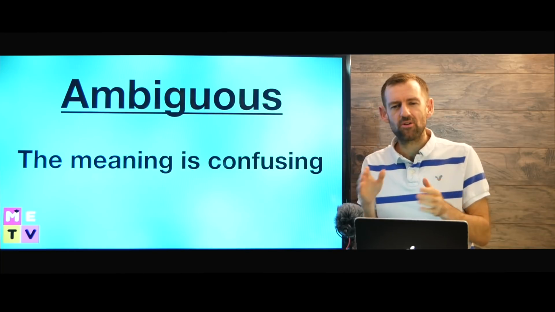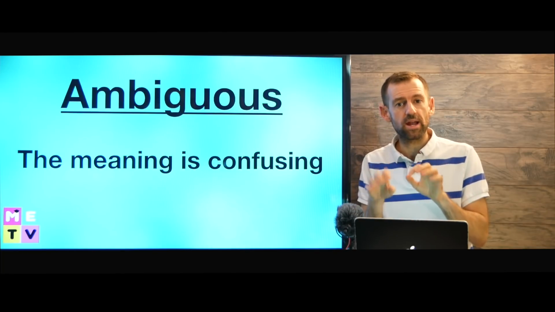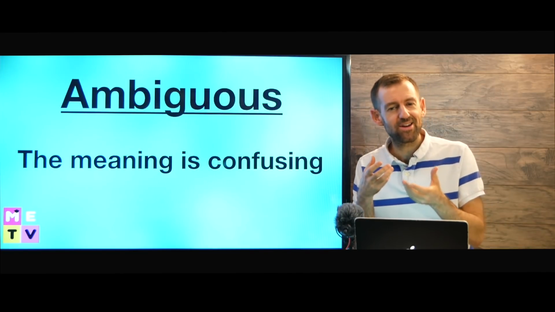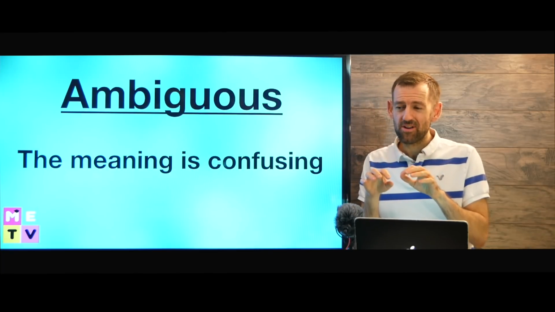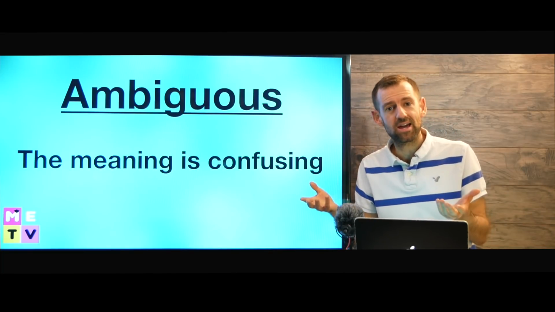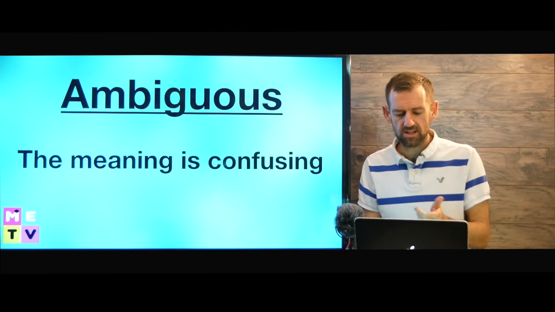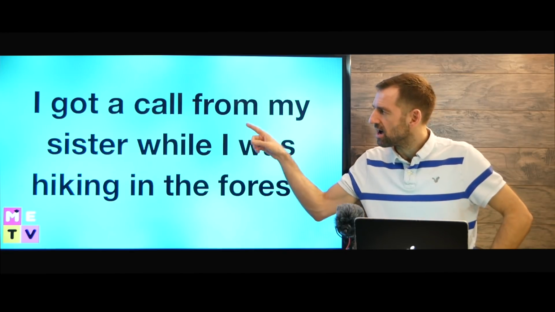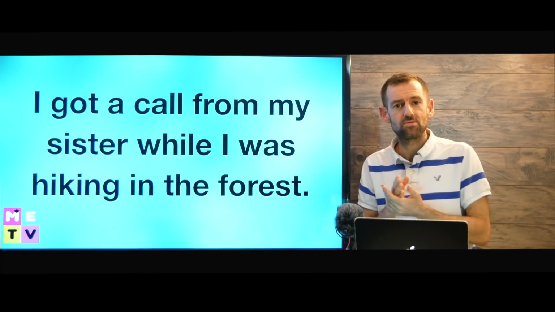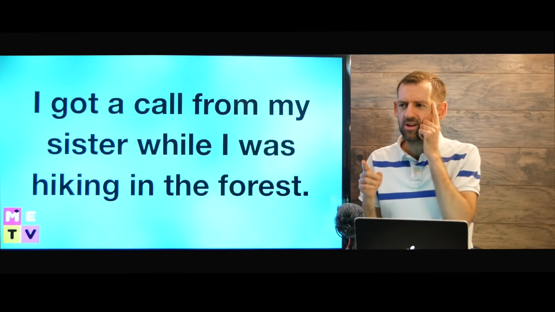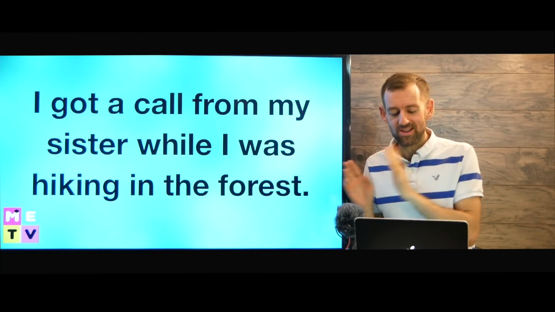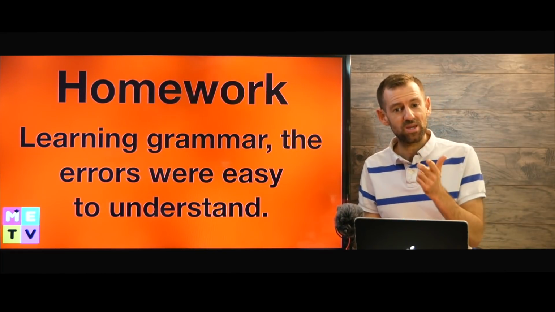You should try to be very clear, especially in your writing. When you're speaking, people can see you. They'll probably be able to understand what you're saying. But in your writing, very often, writing is ambiguous and it's hard to understand the meaning. So you need to be very clear when you write. So you should say this. I got a call from my sister while I was hiking in the forest. This is very clear. There's only one meaning. We're not wondering, is the sister hiking in the forest, or are you hiking in the forest? So like I said, try to be very clear in your speaking and your writing.